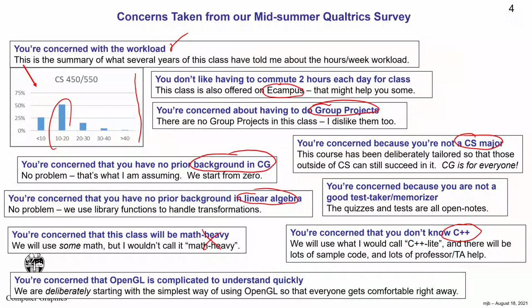There's lots of example code in the class. You'll get help from me. You'll get help from the TAs. If this is what you're concerned about, don't be. You'll be fine. You're concerned that OpenGL is complicated to understand quickly. And there's really two parts of OpenGL. There's the efficient part of OpenGL, which is really how they want you to use it.